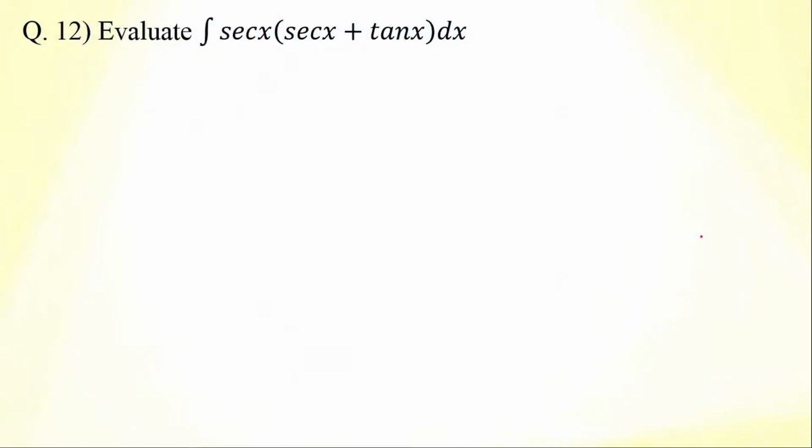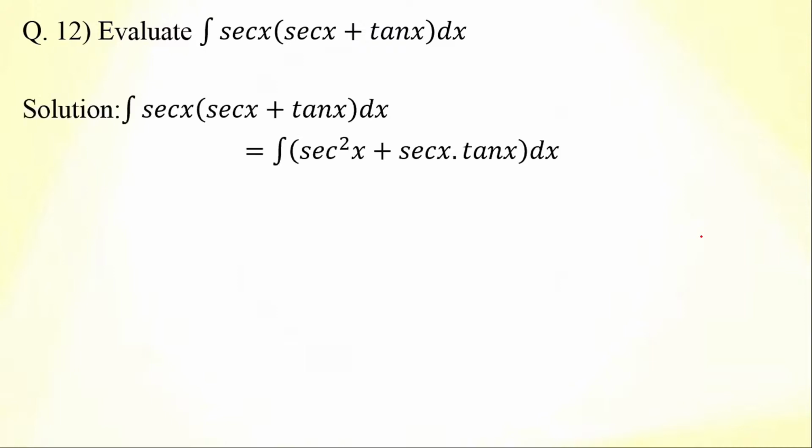So question number 12. Integrate sec x multiplied by sec x plus tan x. How will you integrate this? If we multiply these two functions, we'll get sec square x plus sec x tan x. These are two standard functions. Integral sec square x is tan x and integral sec x tan x is sec x plus constant of integration. So the question is too easy. This is again an objective question. Moving further to the next question.